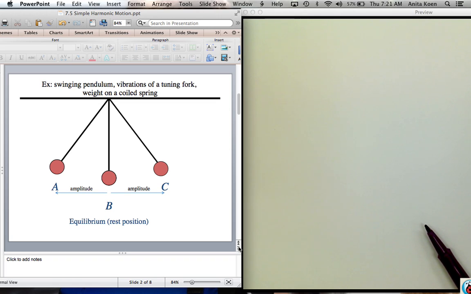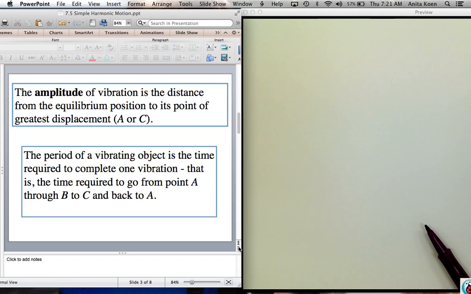The amount of time that it takes, if I pull the pendulum back to point A and I let it go, it'll swing through B over to C, back through B, and back towards A. Once it reaches A or close to it, the time that it takes for it to go through that one swing is the period. Let's write those two things down.